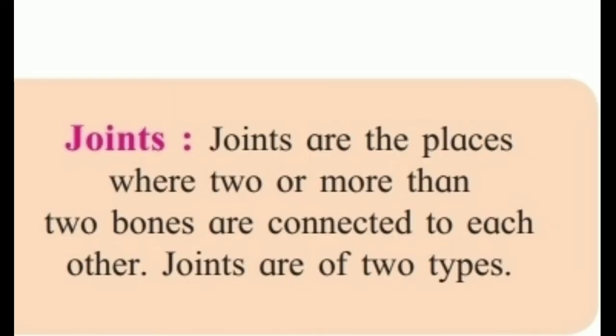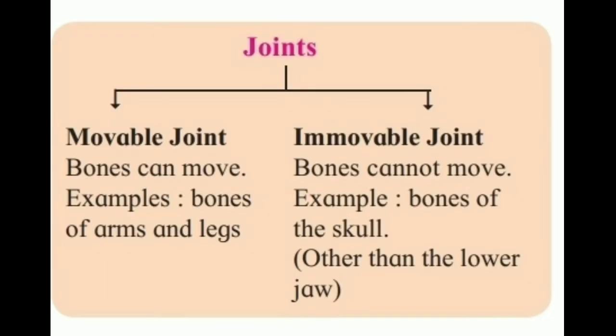Now joints. Joints are the places where two or more bones are connected to each other. Joints are of two types, movable joints and immovable joints. Now movable joints. In these joints, bones can move. For example, bones of arms and legs.